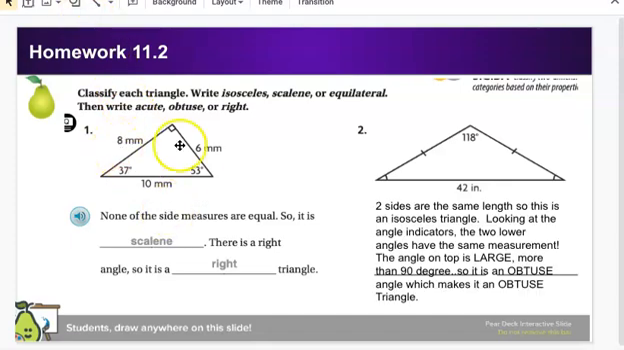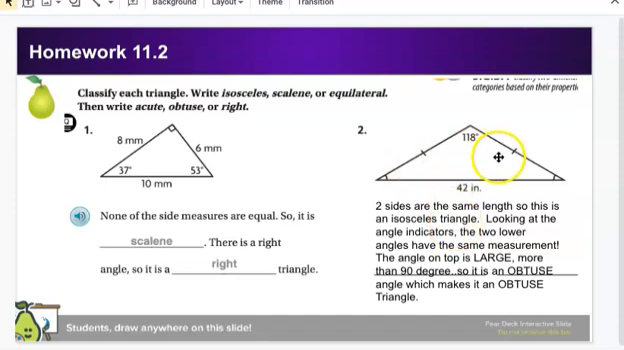Right away, side 1, side 2, side 3, 8, 6, 10, none of them are the same, so that makes them scalene. This one is a really cute angle, it's 53. This one is 37, and this one has a square, which makes it a right angle. So this triangle is also a right triangle. So let's take a look at this one.